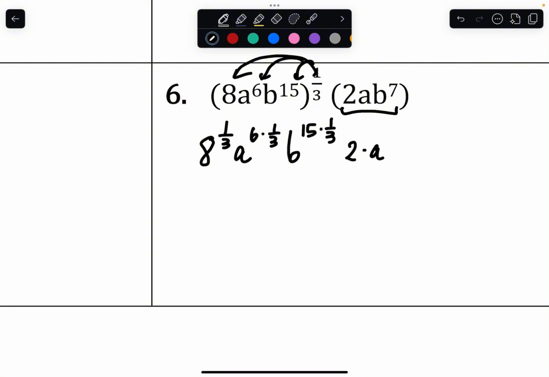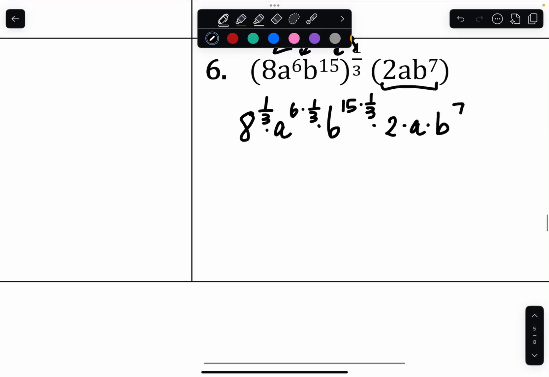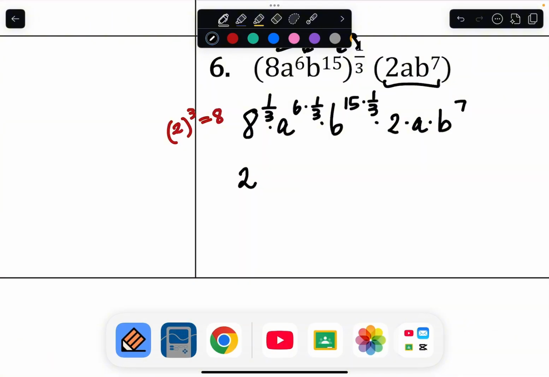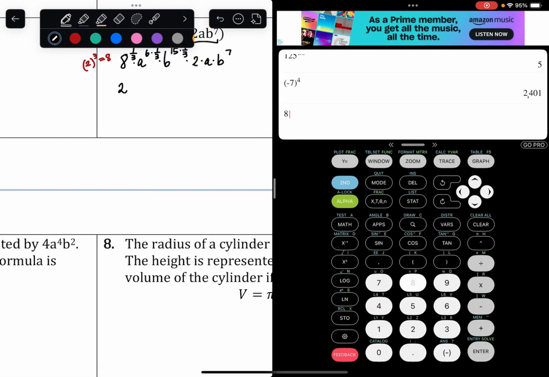And I like to put multiplication dots just to remind myself everything's getting multiplied by everything. We don't have to keep anything as a group after the distribution. Okay, 8 to the 1/3, we're asking ourselves, or I'll just tell you the answer: what to the 3rd power would have given me 8? And that answer is 2. And so 8 to the 1/3 power is 2. If you have your calculator, you can verify that 8 to the 1/3 power is 2.